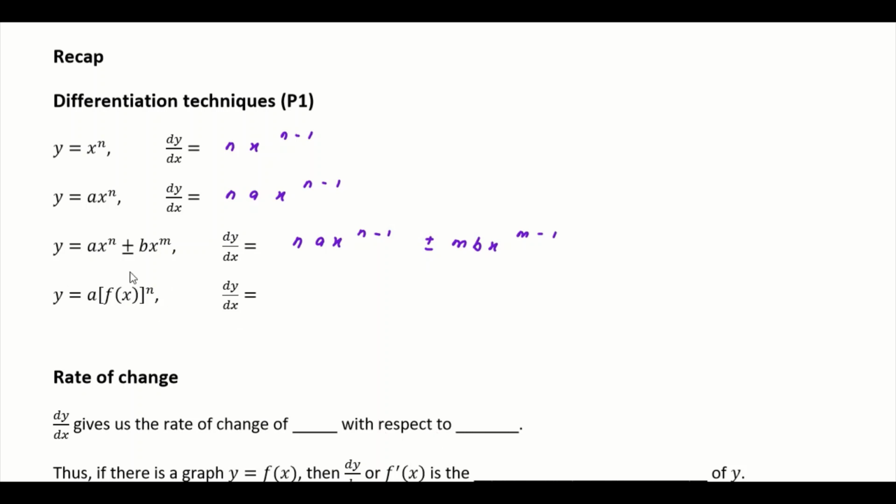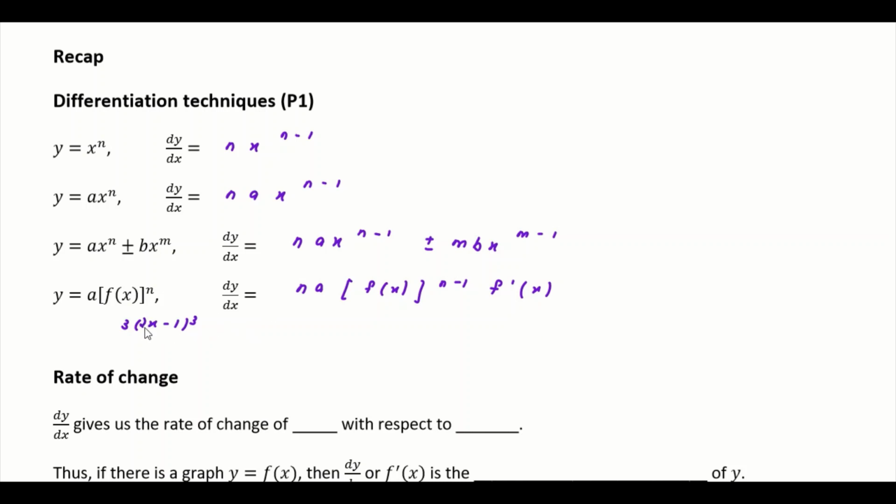This is for a composite function. If you have things like 3 and then (x minus 1) to the power of 3, this is a composite function. What you need to do is bring the power in front, copy exactly the same thing, and then power minus 1. Don't forget, because it's a composite function, you need to differentiate whatever is inside your bracket.